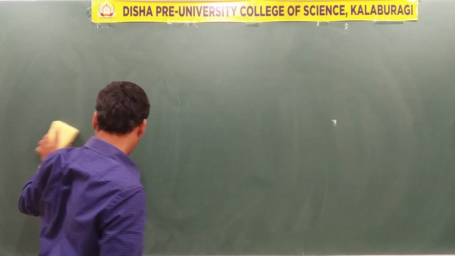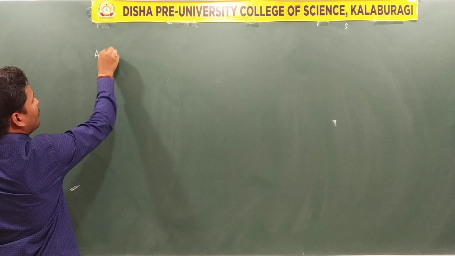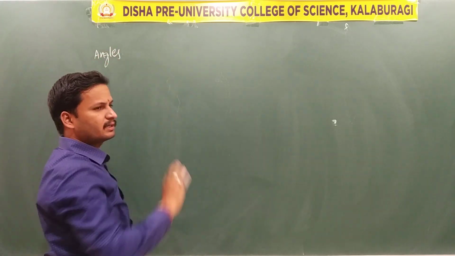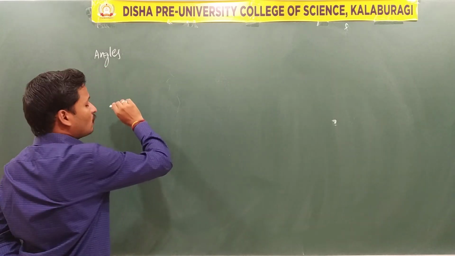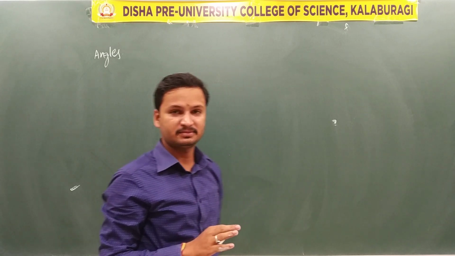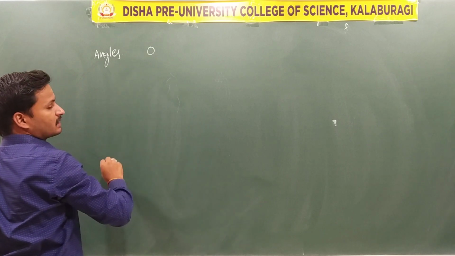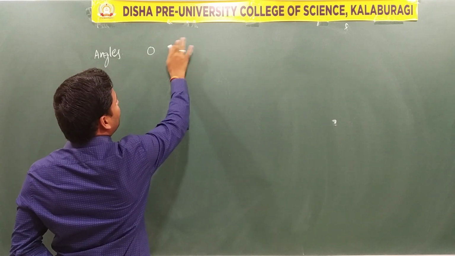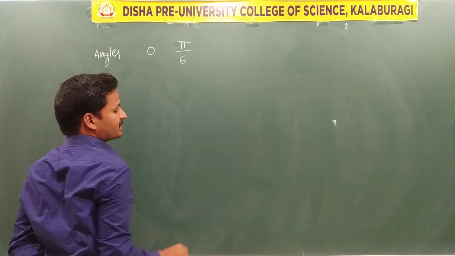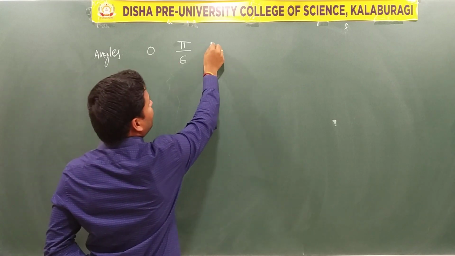Just give a table. So here angles in degrees, or you can take radians also, no problem. You know already how to convert degree to radian and radian to degree. So here 0, next is 0 degree, pi by 6. So pi by 6 is 30 degree.